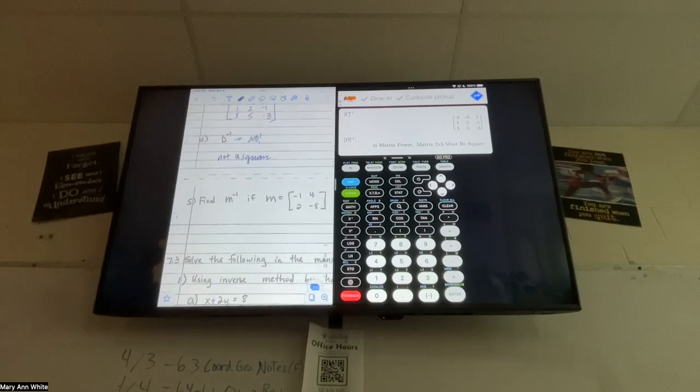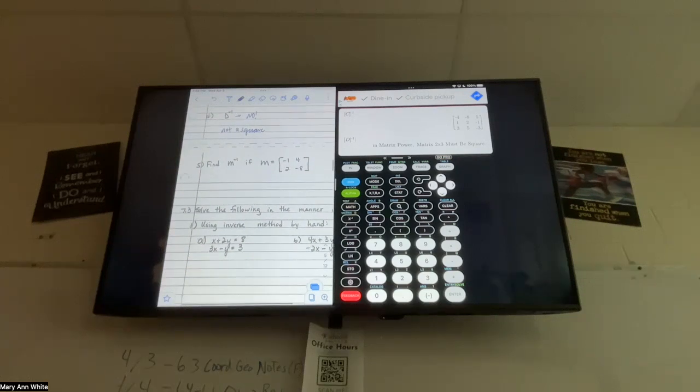Now, I do want to do number 5 by hand. I know I just did a bunch of calculator stuff with you, but I think we're probably done with calculator stuff for the day. We're going to do number 5, and then I want to do letter A on 7-3, and that's all I've got on the board for today. Do you think you could find the inverse of a 2x2 matrix by yourself?